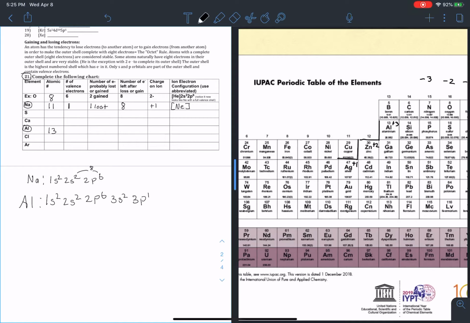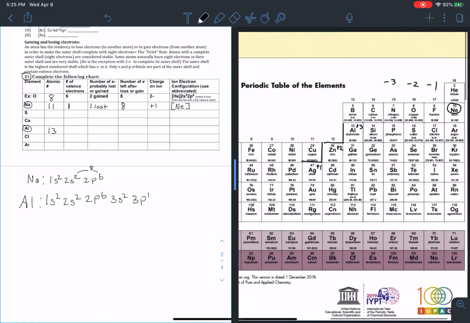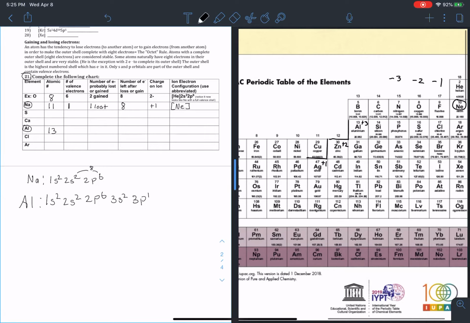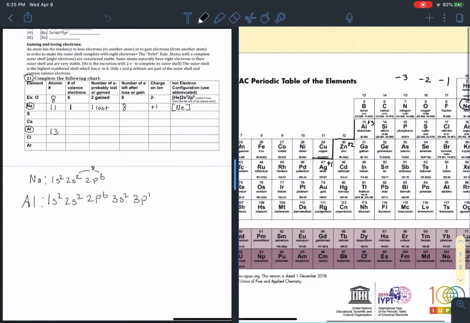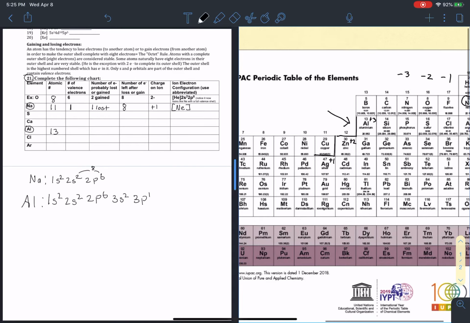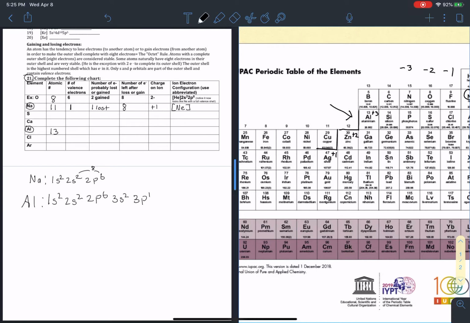Now for aluminum, if you guys don't remember, as I wrote down right here, there's a little step you have to remember. So aluminum will have a +3, zinc will have a +2, and silver will have a +1.